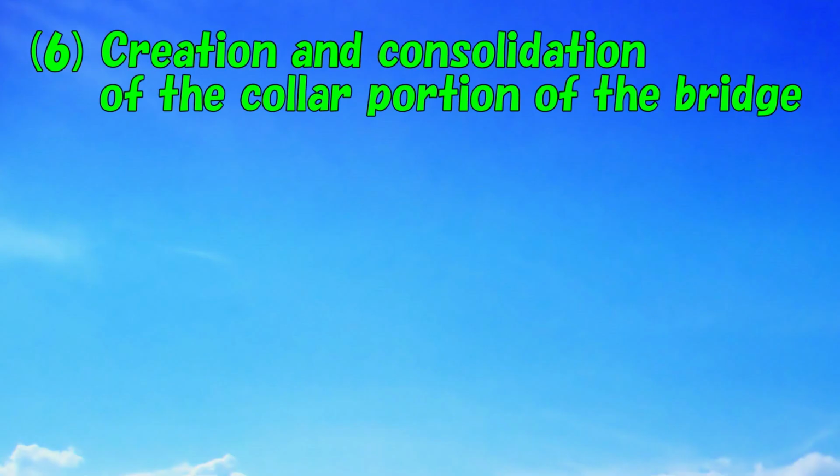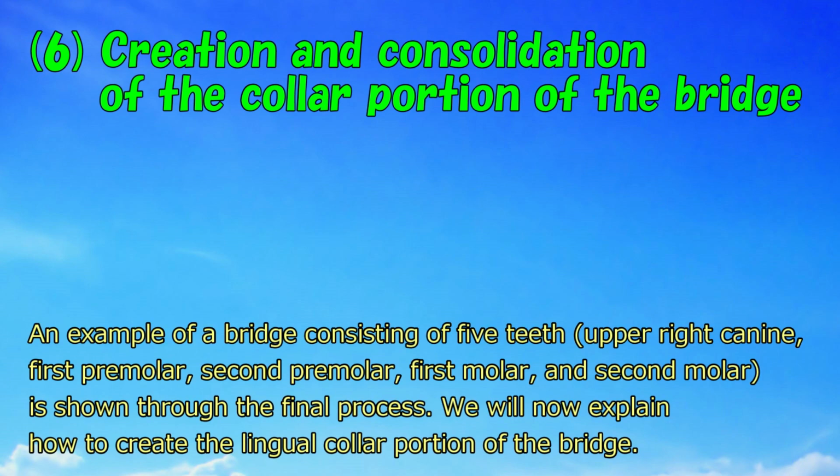6. Creation and consolidation of the collar portion of the bridge. An example of a bridge consisting of 5 teeth: upper right canine, first premolar, second premolar, first molar, and second molar, is shown through the final process. We will now explain how to create the lingual collar portion of the bridge.